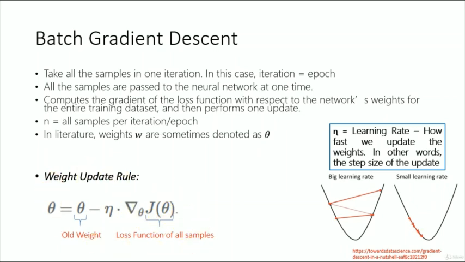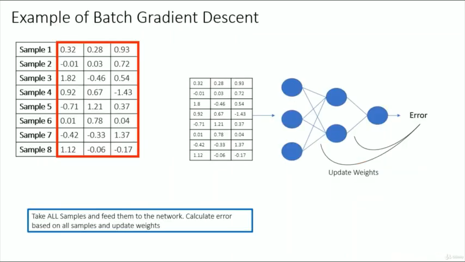If we visualize this, this is what we have. Let's say this is your dataset, and it consists of 8 samples. In batch gradient descent, you take all of these samples. Each sample has 3 features, which is why we have 3 input neurons. We take all of our samples one time, pass them through the neural network, calculate the error, then update the weights. So this is batch gradient descent.